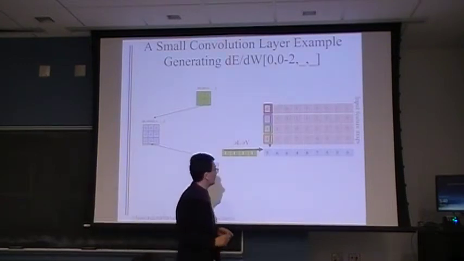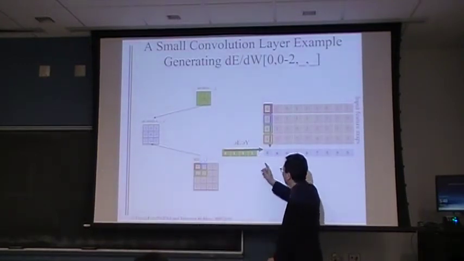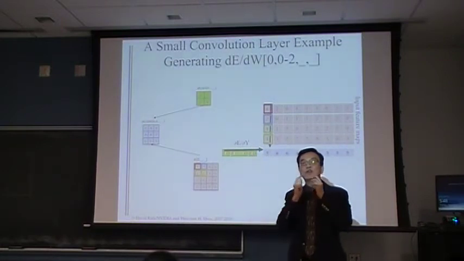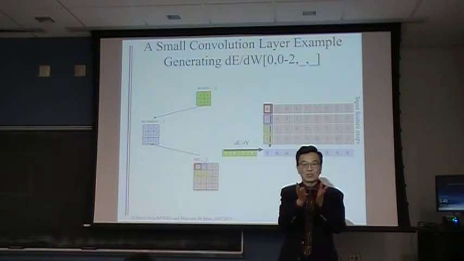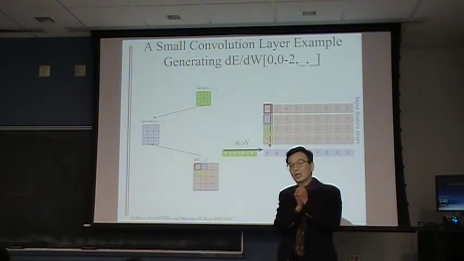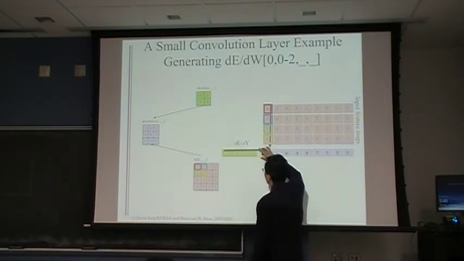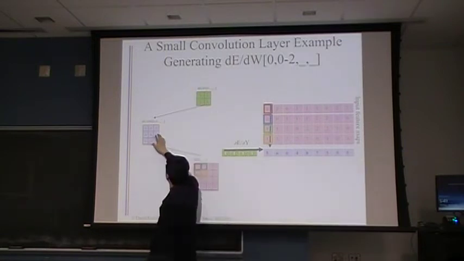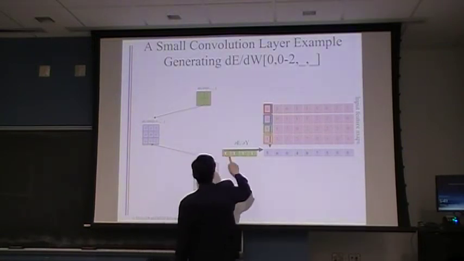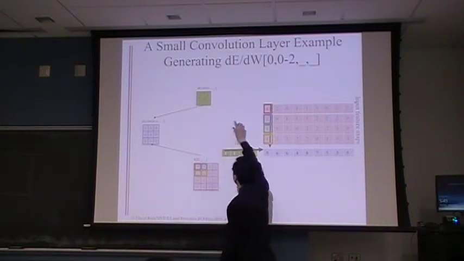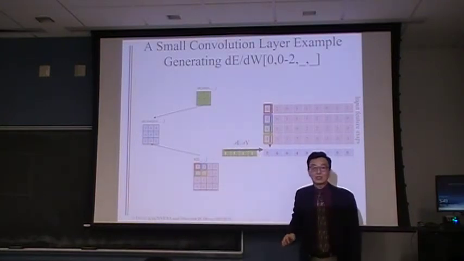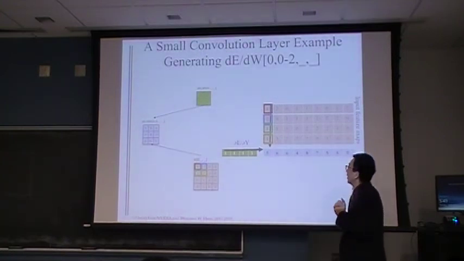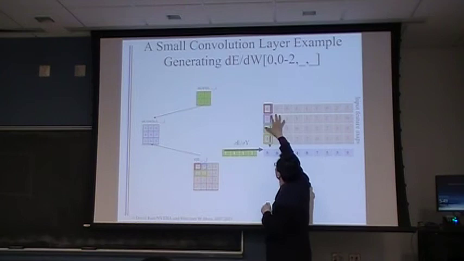So we can formulate it this way. We can treat the delta E, delta Y the same way that we treated the filters in the forward propagation. We can just lay them out, linearize them. For any of these delta Y's, we'll just linearize it in row major order and lay it out, just like what we did for the filters for inference. And then we take the input.